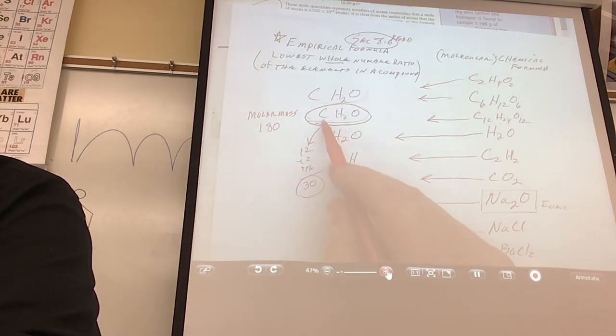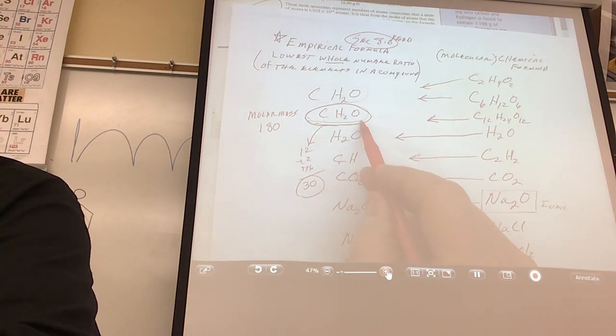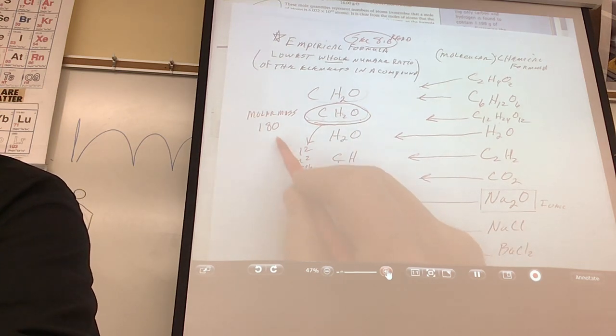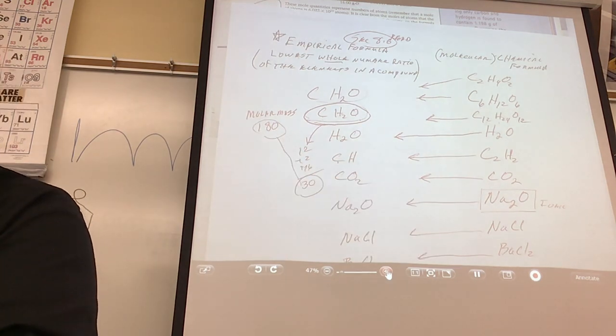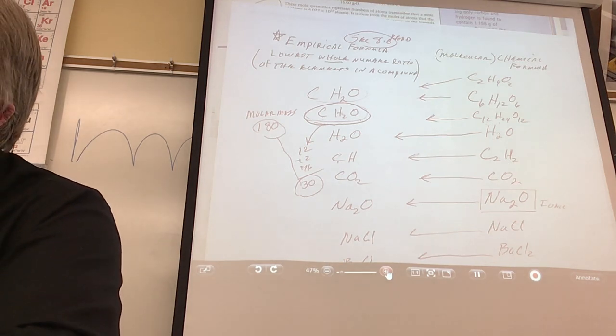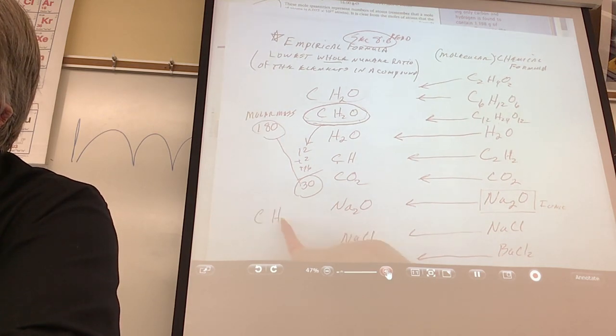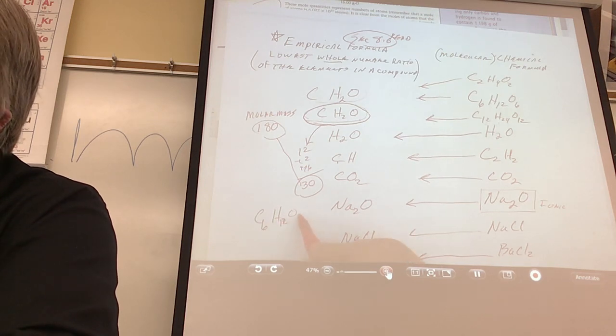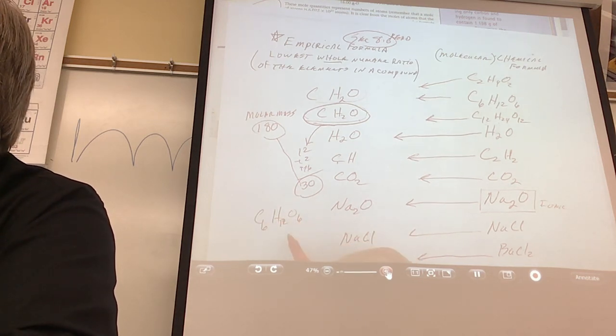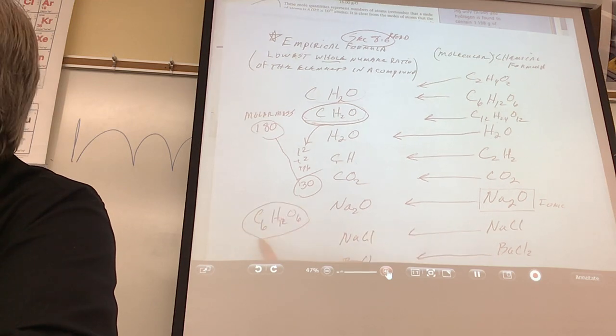Now, it has to have this ratio, doesn't it? It has to. But your real one weighs how much? So how many times would I have to multiply the empirical mass to get to 180? Or another way of doing it is divide, right? How many times do I have to multiply 30 to get there? 6. So take the empirical formula and multiply it by 6. C6H12O6. Oh, that's neat. And by the way, if you were to add all those masses up, guess what you would get?